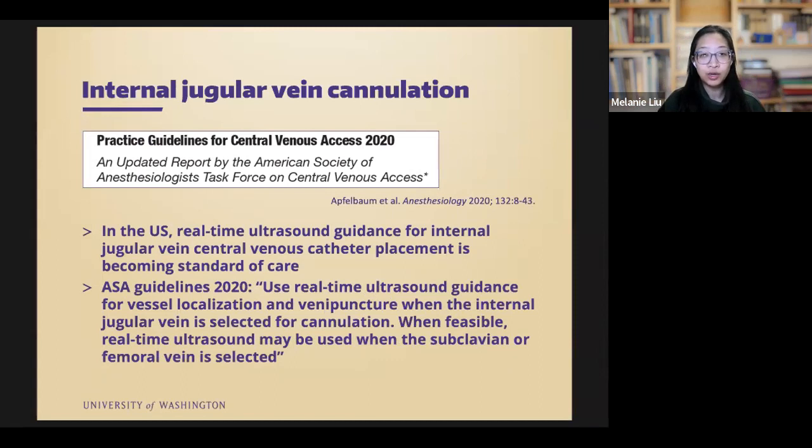The ASA guidelines in 2020 recommended using real-time ultrasound guidance for vessel localization and venipuncture for the IJ, and then when feasible, they said you can use it for the subclavian or the femoral vein. Of note, real-time ultrasound guidance is also recommended by the American College of Surgeons. There's nothing on a national level yet in the US. However, in England, the National Institute for Clinical Excellence had a guideline published in 2002, which also made the recommendation.